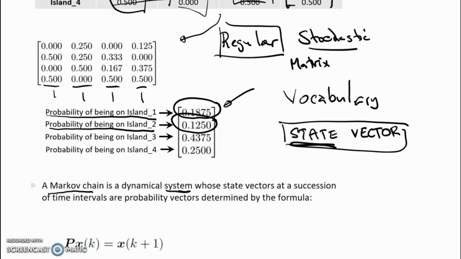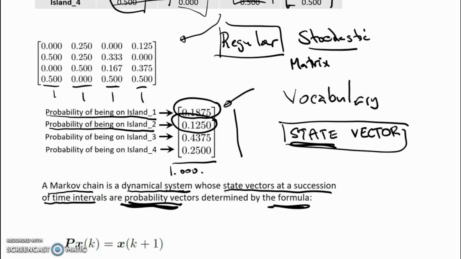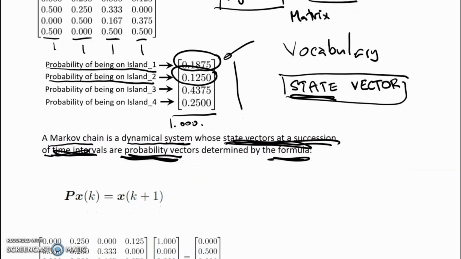And the next term is this idea of a Markov chain. A Markov chain is a system. It's a dynamical system, so things are going to change over time. It's going to involve state vectors at a succession of time intervals. These state vectors are going to be probability vectors. So if we look at our state vector here, it's a probability vector. All these probabilities add up to 1.0. And there's going to be a formula we're going to use to determine these state vectors at a succession of time intervals. And here's the formula right here.